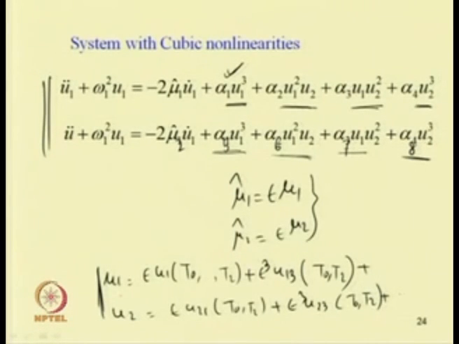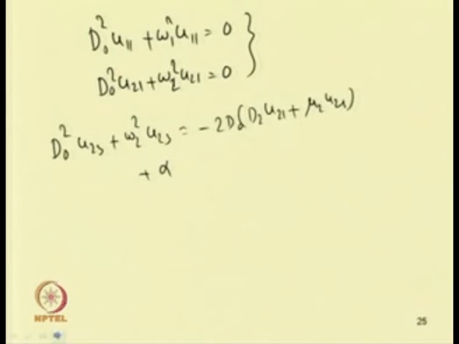Now, taking u 1 equal to epsilon u 1 1 plus epsilon cube u 1 3 and u 2 equal to epsilon u 2 1 plus epsilon cube u 2 3, we can write the equation of order epsilon cube in this form.